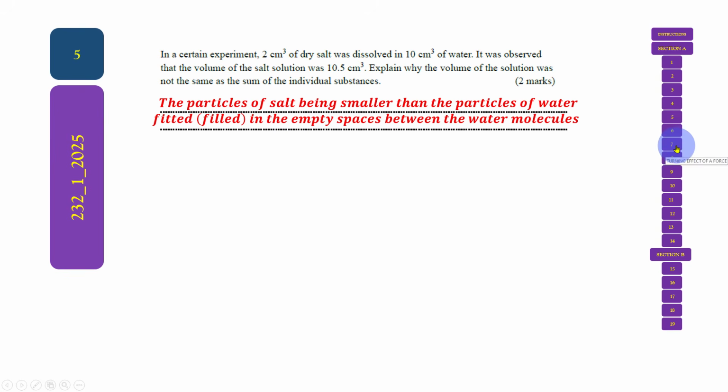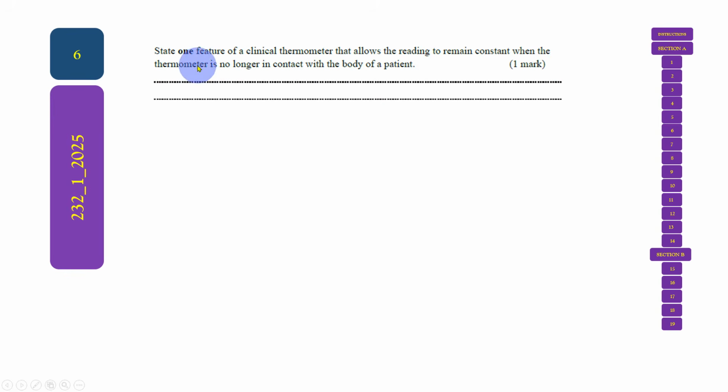Question number 6. Let's see what we have in question number 6. In question number 6, we are given, state one feature of a clinical thermometer that allows the reading to remain constant when the thermometer is no longer in contact with the body of the patient. Okay? And this is about the constriction, the constriction which is located just beyond the bulb.